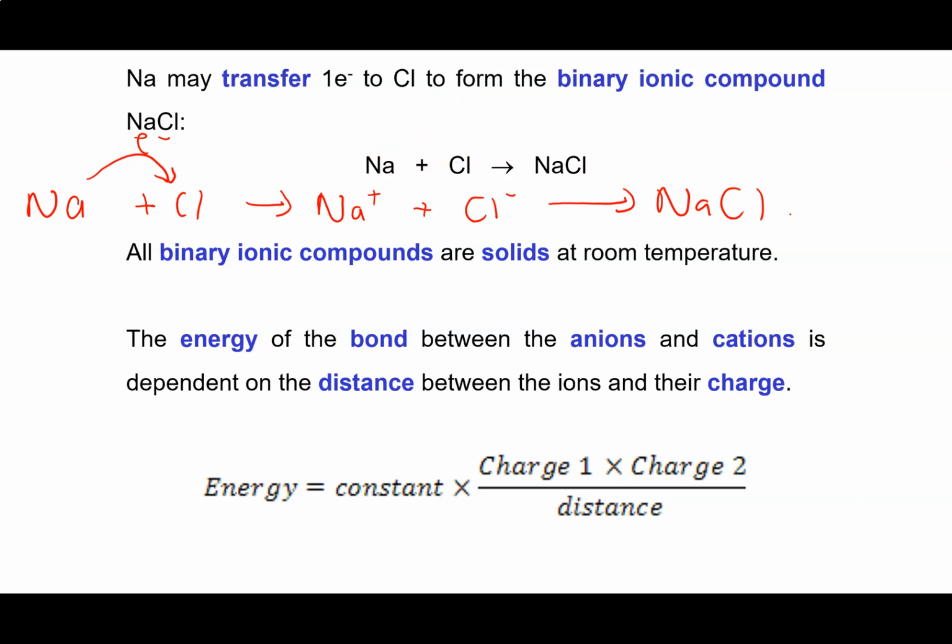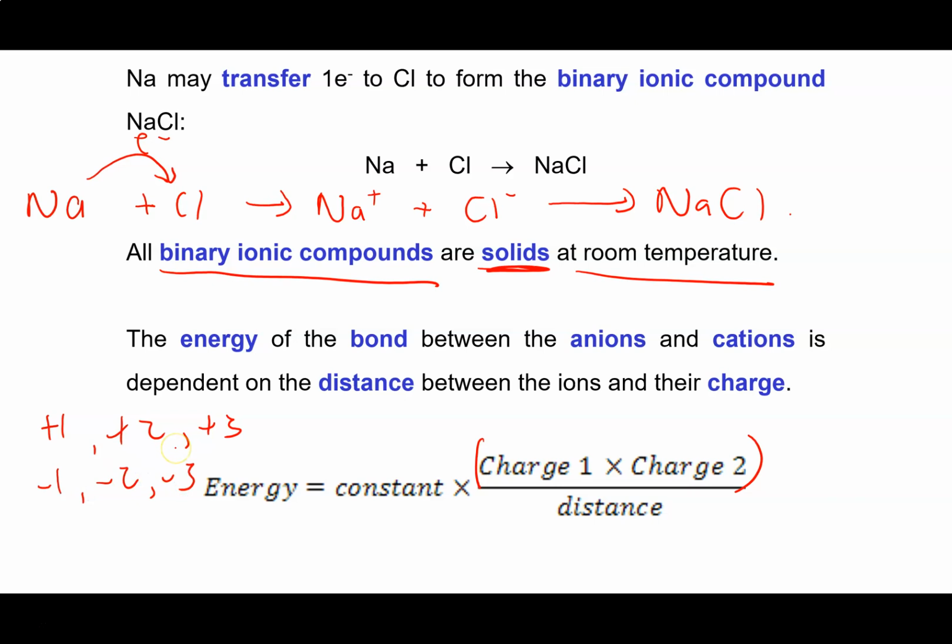Now, an interesting property of binary ionic compounds is because this bond is very, very strong and it's really hard to separate these anions and cations from one another, all binary ionic compounds are solids at room temperature. Now, how strong is this bond, and what are the two factors that it depends upon? It depends on the product of the charges of the ions. So as the charges of the ions go up, as we go from +1 to +2 to +3, from -1 to -2 to -3, as the size of the charges involved increases, the bond gets stronger, and that's not too surprising.